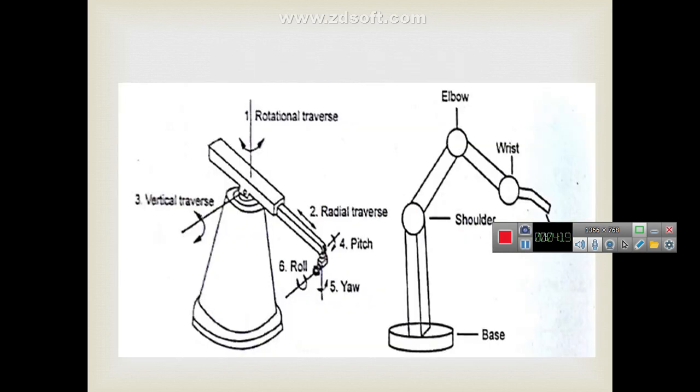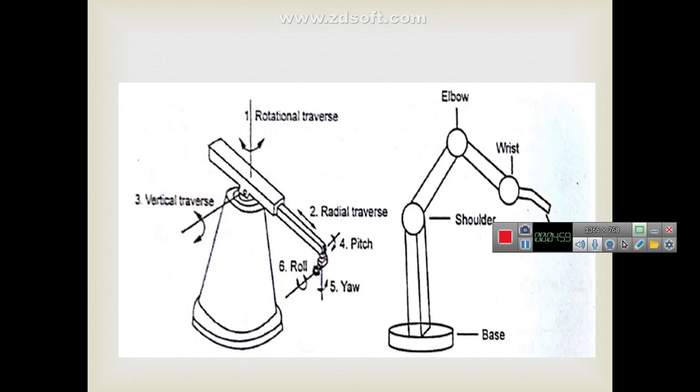Next slide. So this is the diagram of robot anatomy. Basically we see the base at the bottom and the shoulder, connected by joints, and then another joint, which is the elbow, and another joint which is connected to the wrist. So finally we use the tool or end effector, right? So this is the diagram of robot anatomy. Another diagram is shown clearly, where we can use the six types of motions.